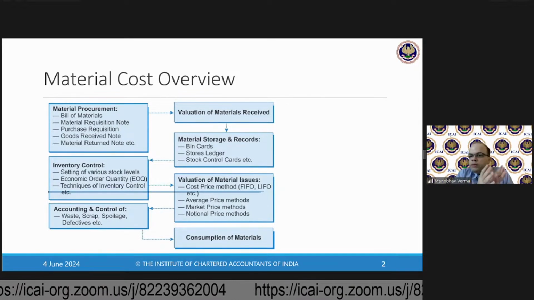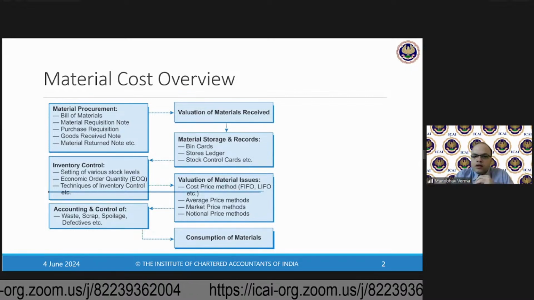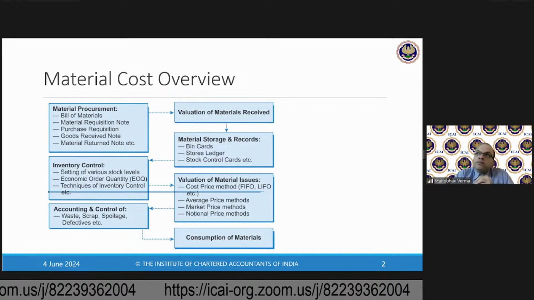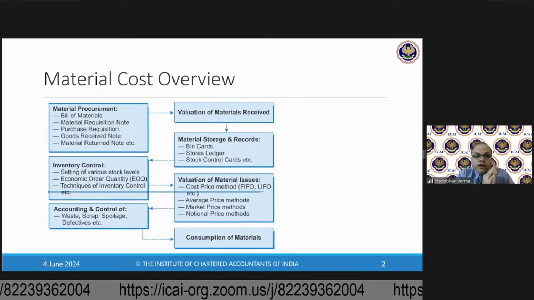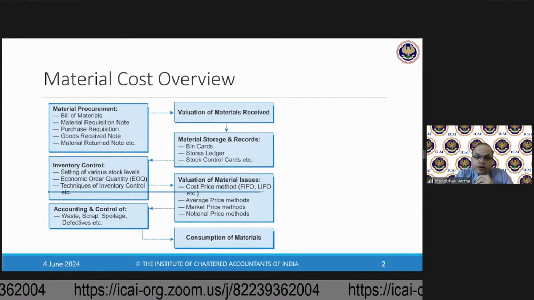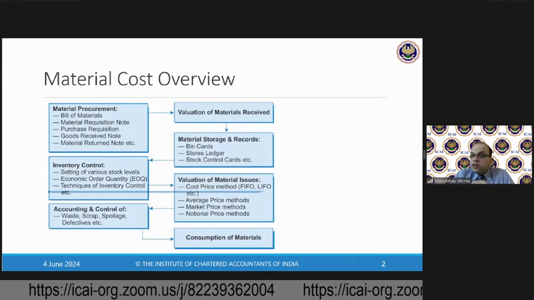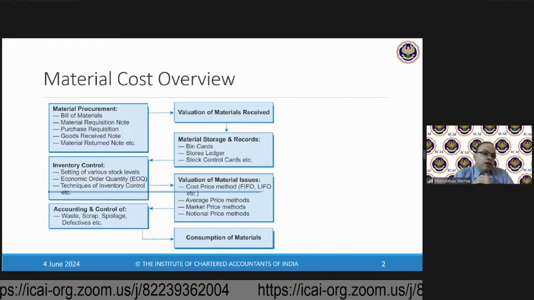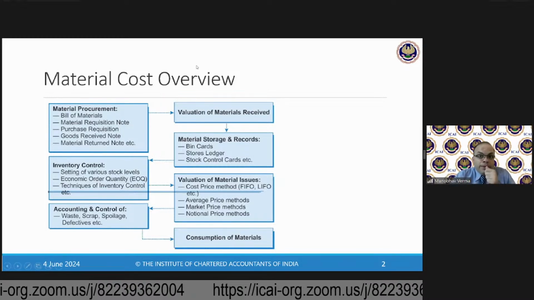Of course, it is from the perspective of storage, issuance, and handling of returns. Then we also talk about inventory control, whether we are looking at inventory levels or inventory issues. We'll also understand what happens in case there are any losses, how the materials are consumed, and how they're issued to production. So from scratch, we will be covering the material process here.